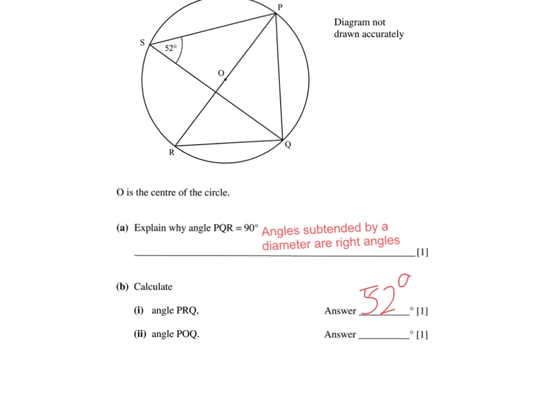POQ would be the angle if we drew a line from there to there. That would mean that it was the angle at the centre subtended by the same chord as the angle at the edge. The angle at the centre is double the angle at the edge.